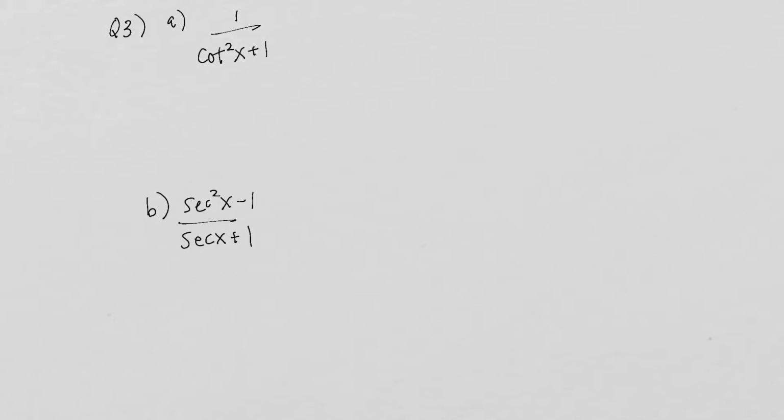Okay, I'm going to go over how to do question 3 and question 10 from the study guide. Question 3, part A, is to simplify 1 over cotangent squared of x plus 1.